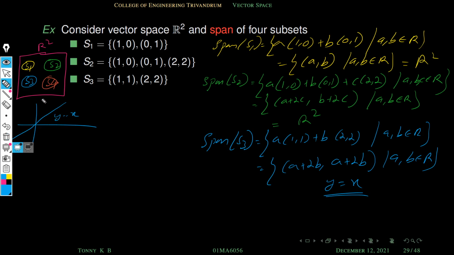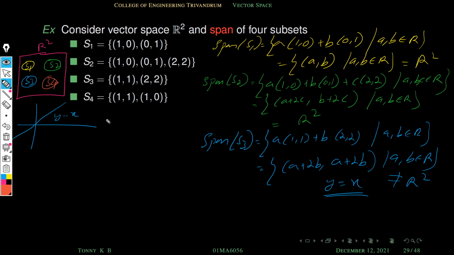This is our entire R2 plane. In this entire R2 plane, the span of S3 is not equal to R2. The span of S3 equals this straight line y equal to x. So S3 is not a spanning set of R2. S3 is not a spanning set of R2.